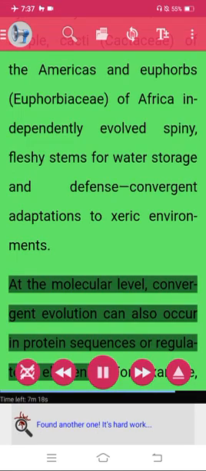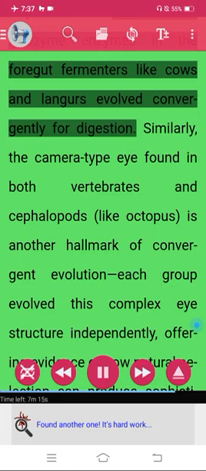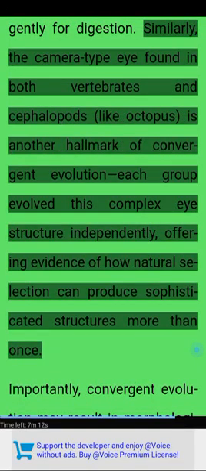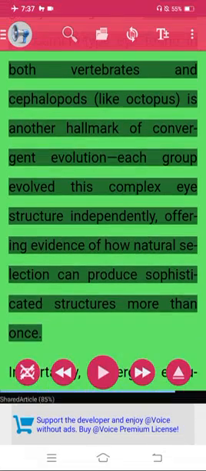At the molecular level, convergent evolution can also occur in protein sequences or regulatory elements. For example, lysozyme enzymes in foregut fermenters like cows and langurs evolved convergently for digestion. Similarly, the camera-type eye found in both vertebrates and cephalopods like octopus is another hallmark of convergent evolution. Each group evolved this complex eye structure independently, offering evidence of how natural selection can produce sophisticated structures.